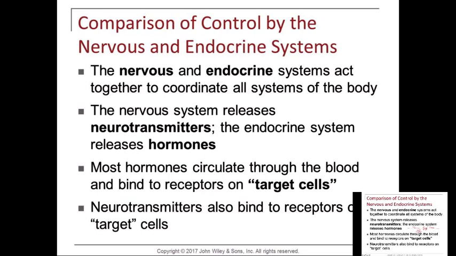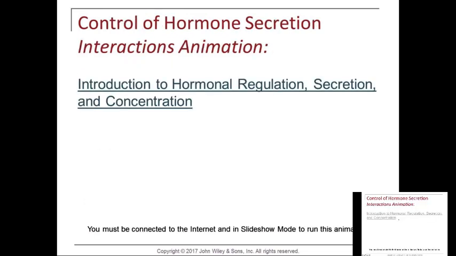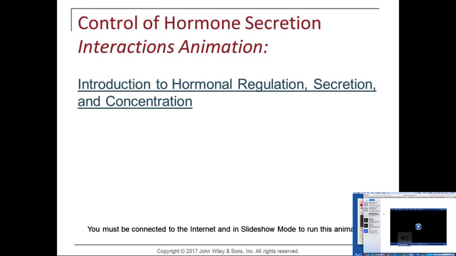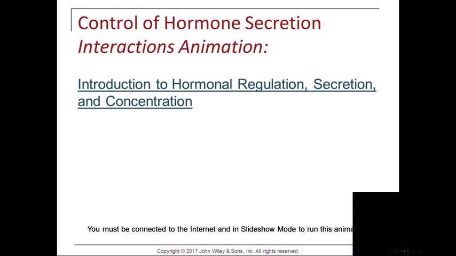So those are neurotransmitters, while the endocrine system releases hormones. And most of the hormones circulate through the blood, and they bind to receptors on target cells. Neurotransmitters also bind to receptors on target cells. So let's take a look at one of these brief videos here, see if we can get this running. Okay, let's open that up a little bit more for you.